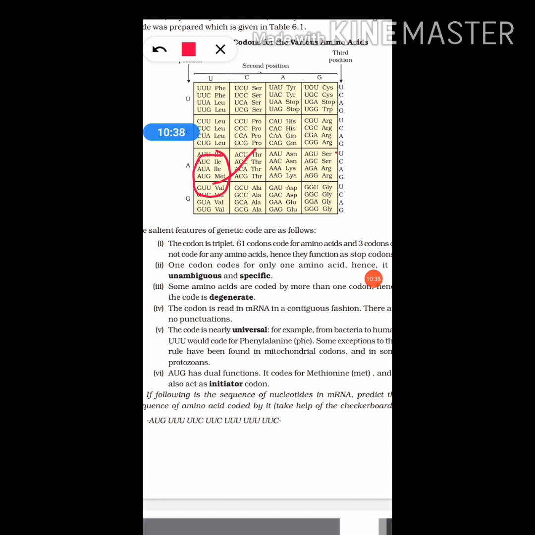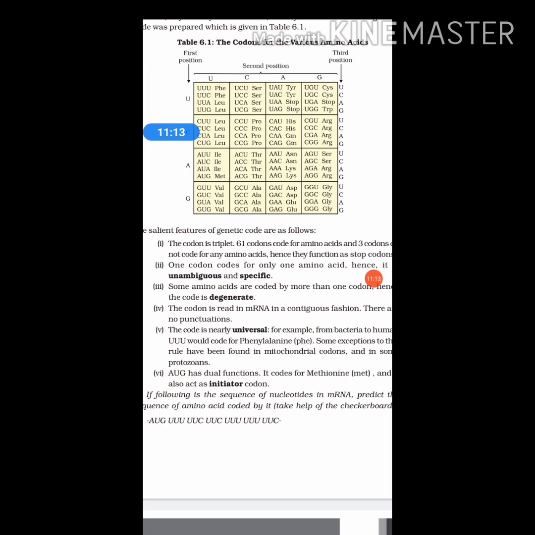And in your text, when specific and degenerate features are mentioned, there are no examples written there. But whenever this question is asked, you have to specify these points with an example also, especially in the case of specific and degenerate. When you are explaining the second and third salient features, at that time you have to mention one example also. That means each codon codes for only one amino acid. That feature is called specific.